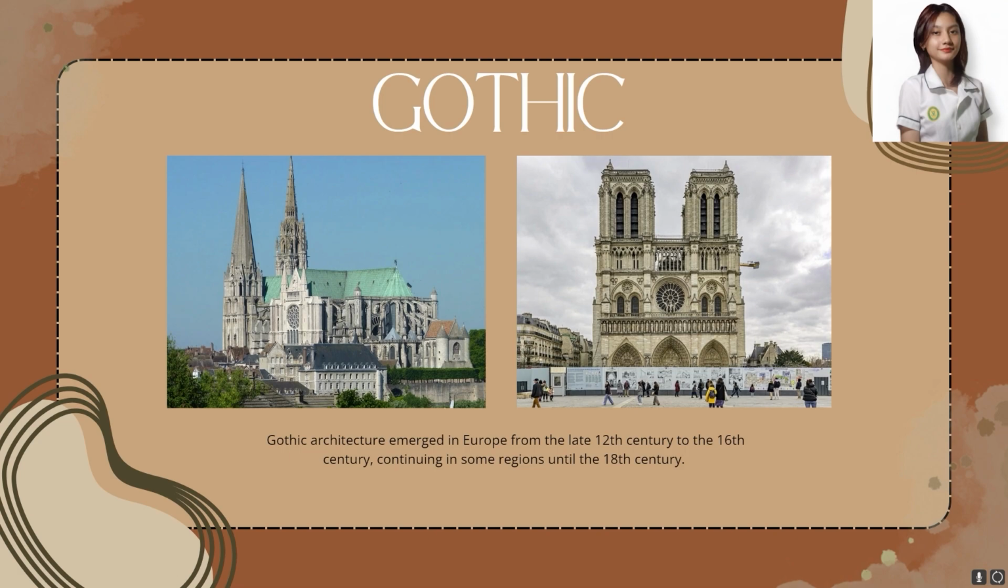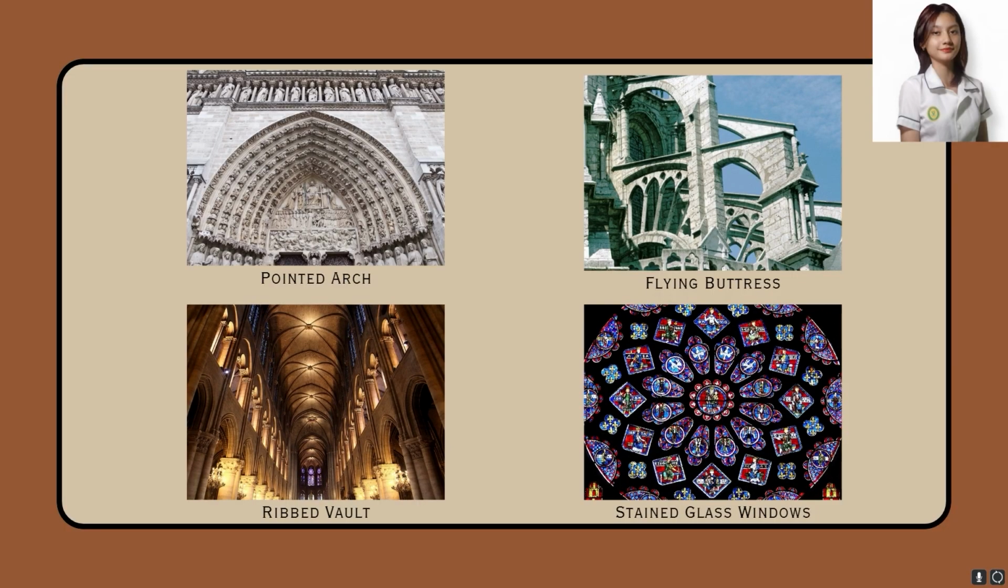Next, we have the Gothic architecture. Gothic architecture emerged in Europe from the late 12th century to the 16th century, continuing in some regions until the 18th century. And for its notable characteristics, it often includes pointed arcs, flying buttresses, ribbed vaults, and stained glass windows, all of which could be seen in both Chartres Cathedral and Notre Dame.